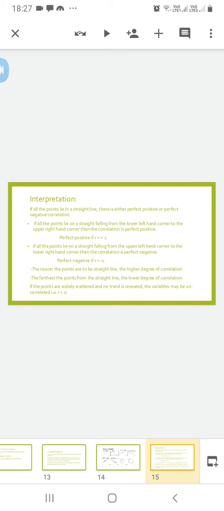The nearer the points are to the straight line, the higher the degree of correlation; the farther the points from the straight line, the lower the degree of correlation. If the points are widely scattered and no trend is revealed, the variables may be uncorrelated, that is, r is equal to 0.